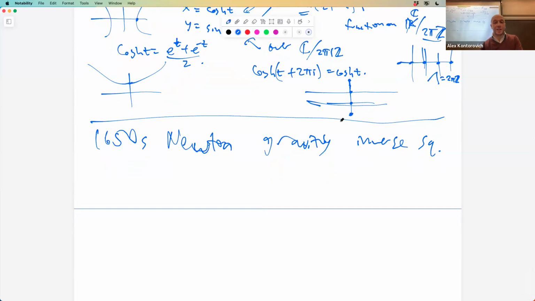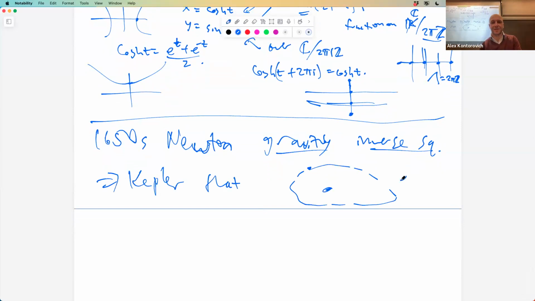Right. So his inverse square law implies Kepler's law, that if you have a sun and a planet moving around the sun, it moves about it in an ellipse. So the two-body problem is solved. Elliptical orbits. I can't leave it as ellipse orbits. Elliptical orbits.